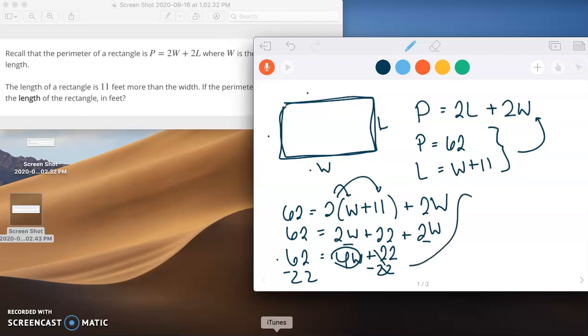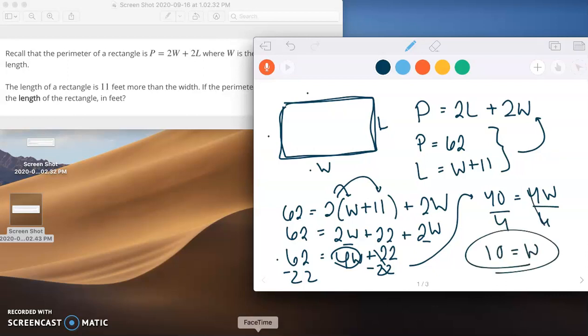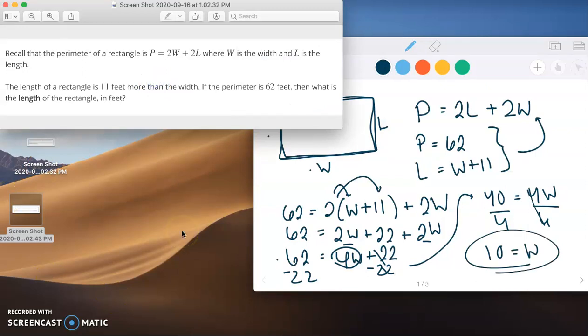Now we have 40 equals 4W. So we need to divide both sides by 4. Those cancel, and now we have 10 equals W. So we now know that the width is 10, and we know that the length is 11 more. So that tells us that the length is equal to 21. We know that's our answer because it's asking what is the length. It doesn't ask us what the width is, it asks us what the length is.